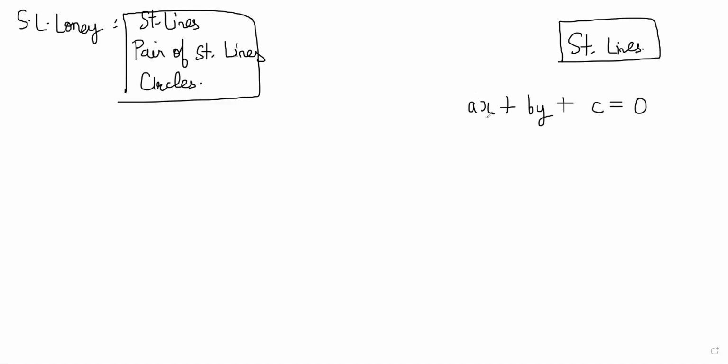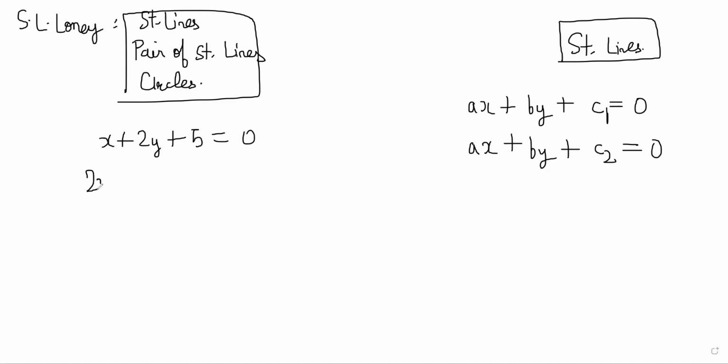See, A and B you can always make equal because it's parallel. You have to change your C1 and C2, but parallel lines will look like this, no? x plus 2y plus 5 is equal to 0. It could be 2x plus 4y plus 7 is equal to 0. But then you can divide by 2 and make it x plus 2y plus 7 by 2 is equal to 0, no?